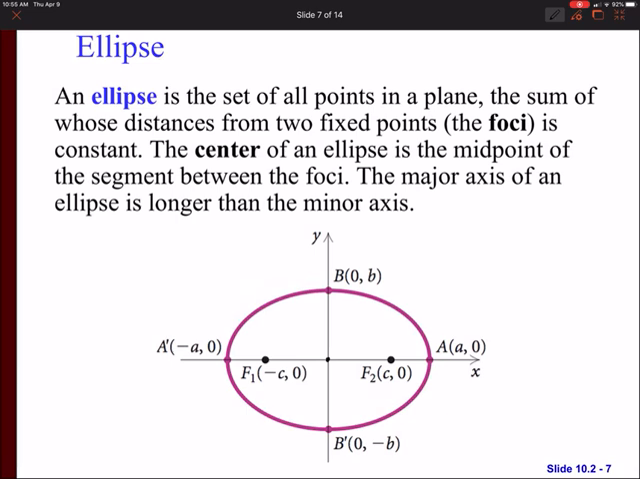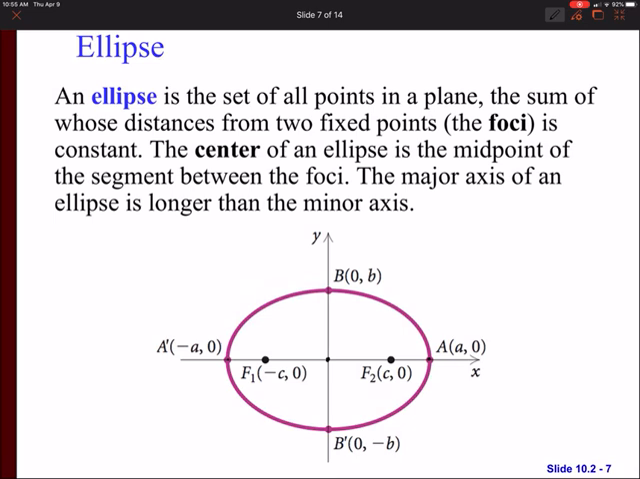Now our major axis is the axis that contains the center, the foci, and also what we call the vertices. And that's these points here, A and A prime. So the vertices are the key part of the graph. When you want to sketch it, they're the ends of your major axis. They're the ends of your ellipse.